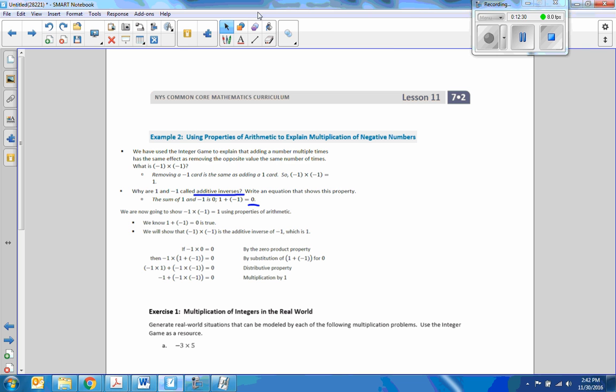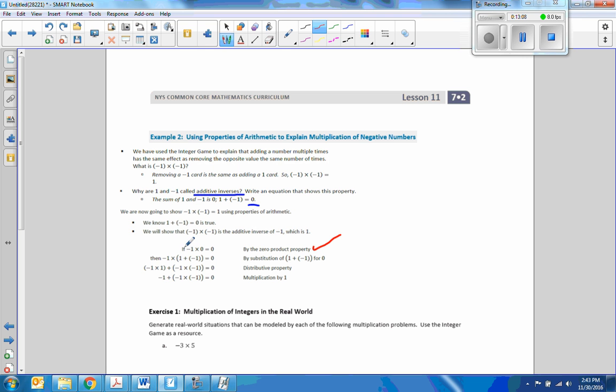Okay, so now we're going to show that -1 times a -1 equals 1 using properties of arithmetic. We know that 1 plus a -1 equals 0. That is true. We're going to show that -1 times a -1 is the additive inverse of -1, which is 1. All right, so try to follow along. If -1 times 0 equals 0, that's the zero product property. Anything times 0 is 0.